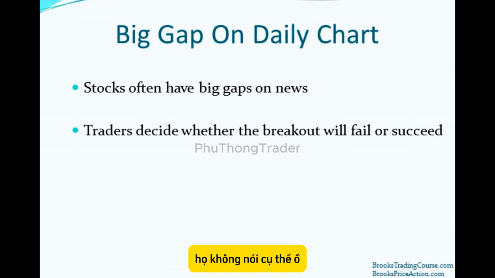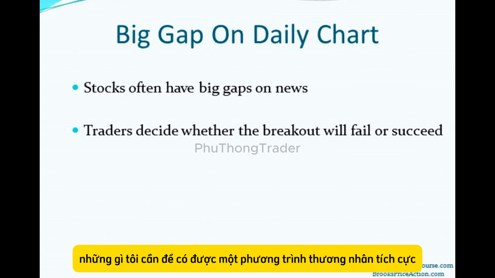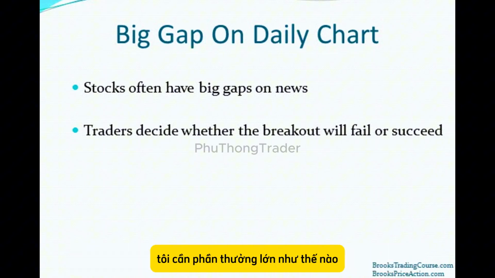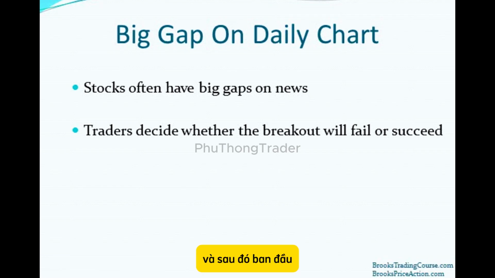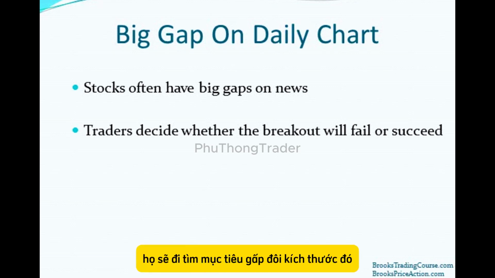They don't specifically say, what do I need to get a positive trader's equation? How big a reward do I need for a positive trader's equation? And that's not what they do. They look at worst case stop, and then initially they'll go for a target twice that size. If the market starts to go their way without getting anywhere near their stop, they'll take a look at how far the market went against them before it started to resume in their direction.